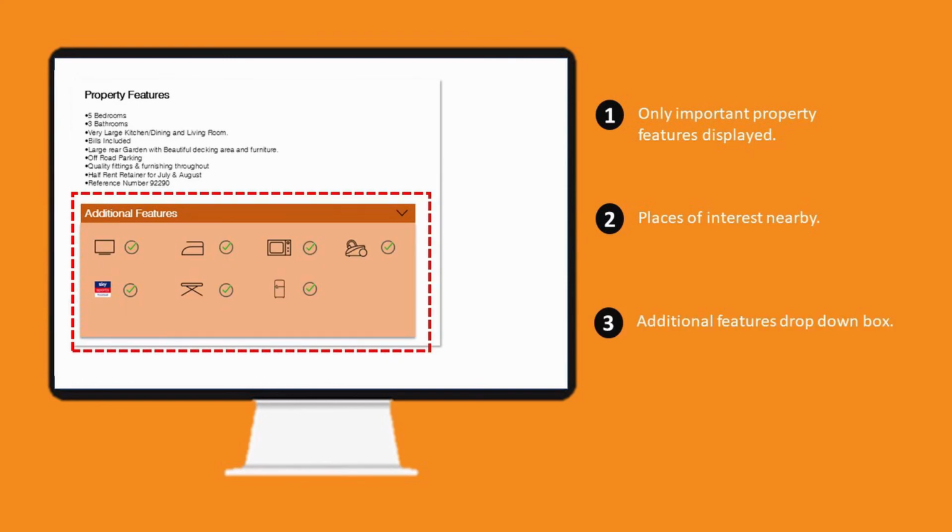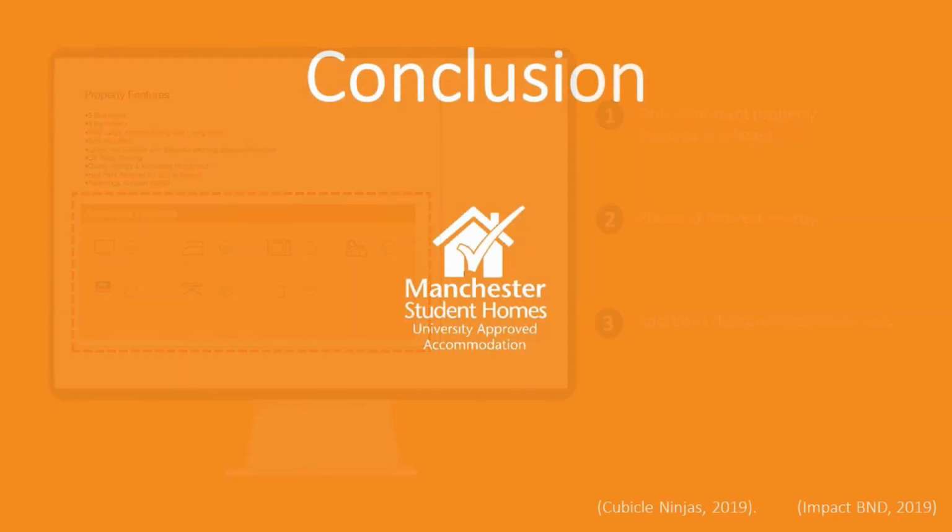A drop-down box has been added to save page length. The drop-down box includes additional features included in each house, such as vacuums, irons, cookers and more. With 52% of people saying bad UX design will result in less engagement with the website and the average attention span decreasing from 12 to 8 seconds, it's imperative that Manchester Students' Home should reconsider and rethink their website design to appeal to the user group they hope to market to.